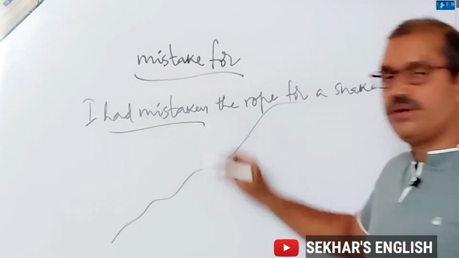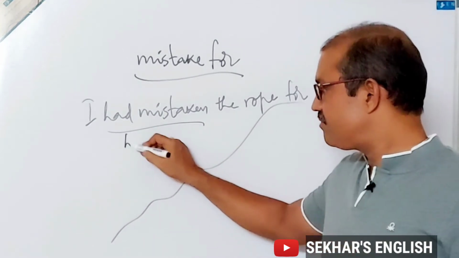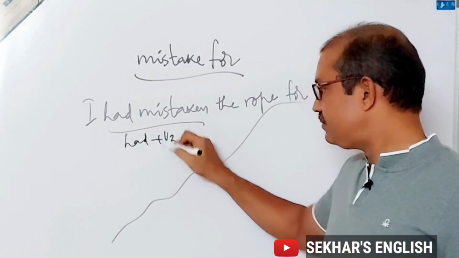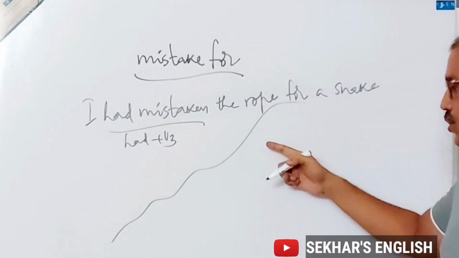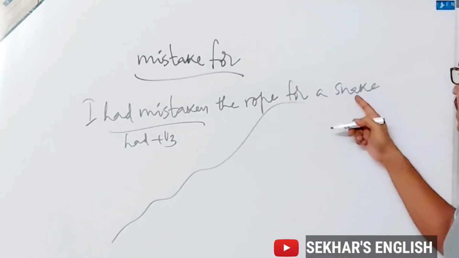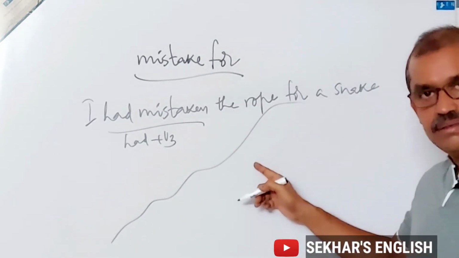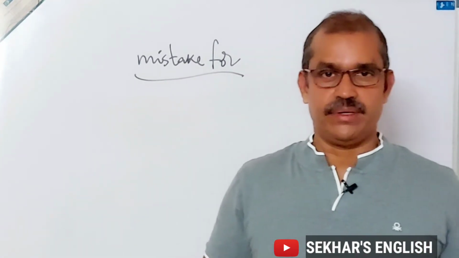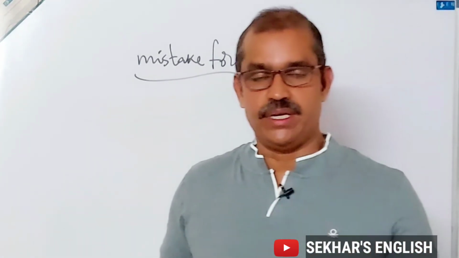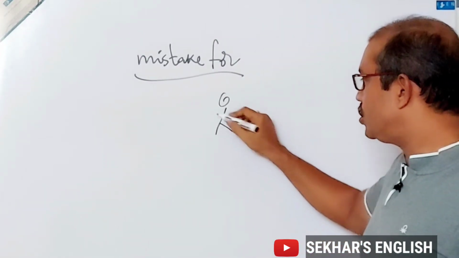Here you have used past perfect tense. Right? Had plus V3. So you had mistaken what? Rope for what? A snake. So then you can say I had mistaken the rope for a snake. Right? One more example. There are two brothers. They are twins. They are Rohan and Rahul.